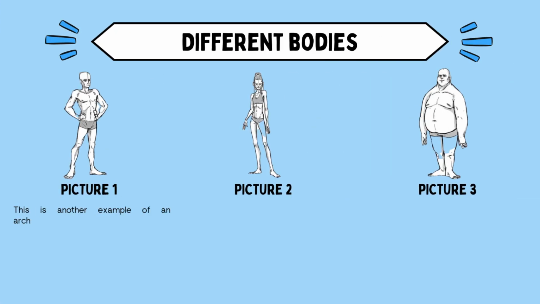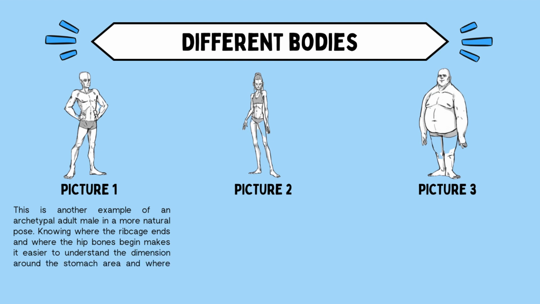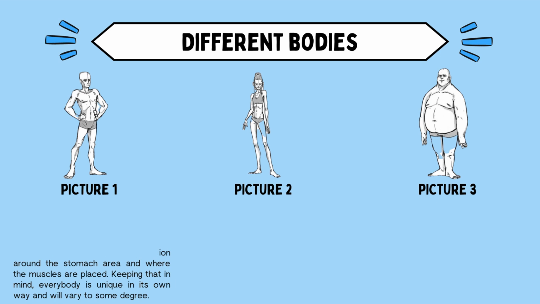This is another example of an archetypal adult male in a more natural pose. Knowing where the ribcage ends and where the hip bones begin makes it easier to understand the dimension around the stomach area and where the muscles are placed. Keeping that in mind, everybody is unique in its own way and will vary to some degree.